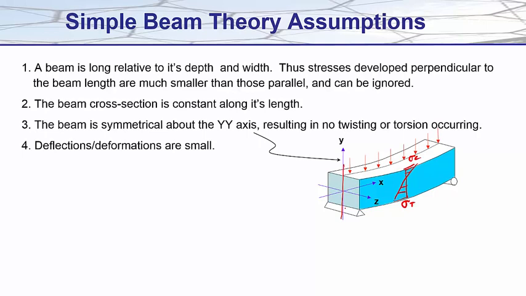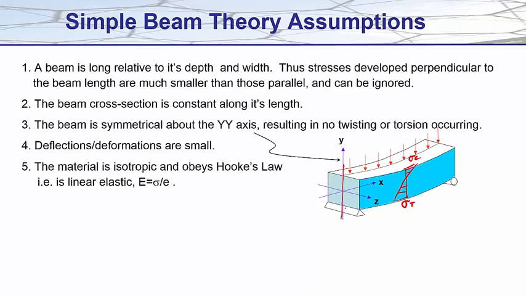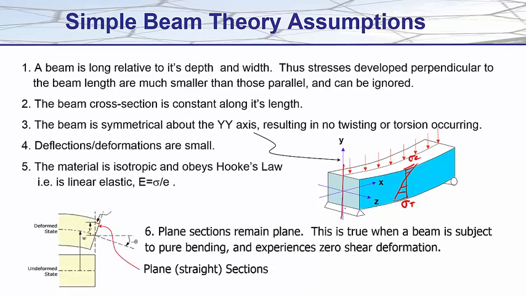Assumption 4, deflections or deformations are small, which they usually are in beams. 5, the material used is isotropic and obeys Hooke's law, and we know most materials such as steel, concrete and aluminium are all linear elastic in their elastic region. And finally, assumption 6, plane sections remain plane. So when a beam bends, we assume its cross-section, which was originally linear, remains linear.